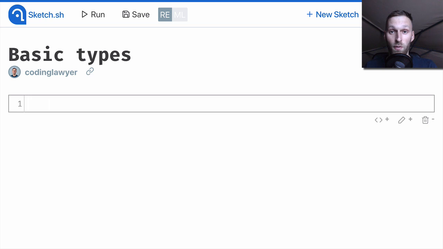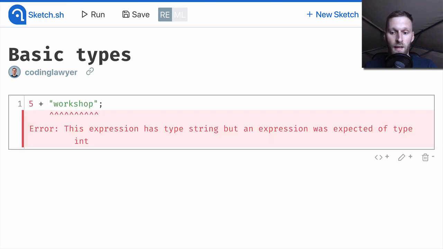Now let's talk about type errors. This phrase is syntactically correct. However, it is wrong on the level of typing, since the second argument is a string when an integer was expected. And the compiler replies to us with a typing error.